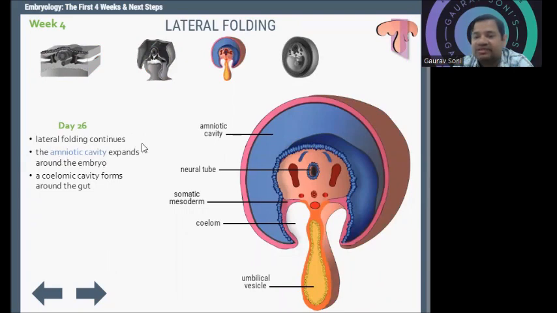The amniotic cavity expands to cover all the parts around. The coelomic cavity forms around the gut. So this is the coelomic cavity where my cursor is rotating right now. And this is the amniotic cavity. You can see now the neural tube, somatic mesoderm, coelom. Because of the overgrowth, the foldings are happening on the lateral sides.